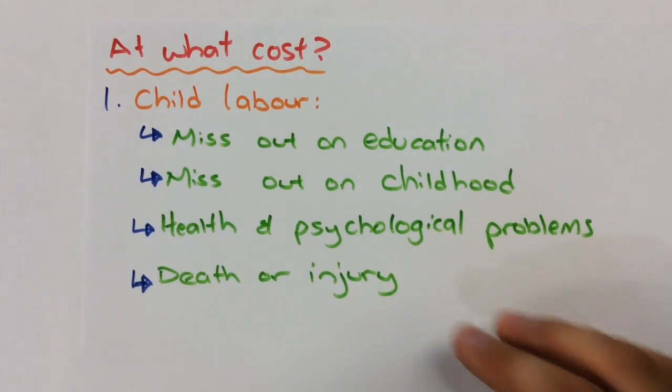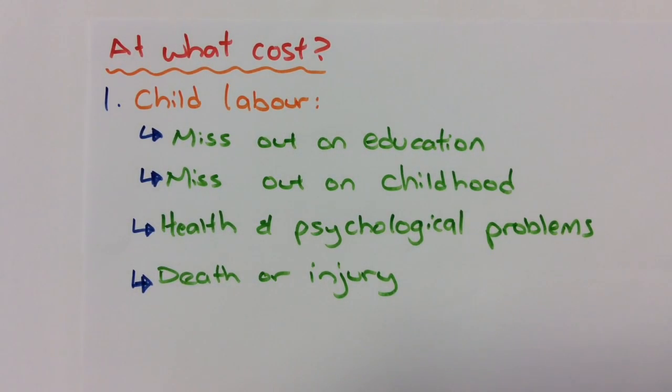Okay, when I was putting this together, it made me a little bit sad because I had to consider at what cost the Industrial Revolution was brought about, and that made me think about child labor. Children during that time had to work. Well, it wasn't really good for them. They had to work during this period of time. That meant that they missed out on education. They missed out on having a childhood, and there were also health and psychological problems associated with it.